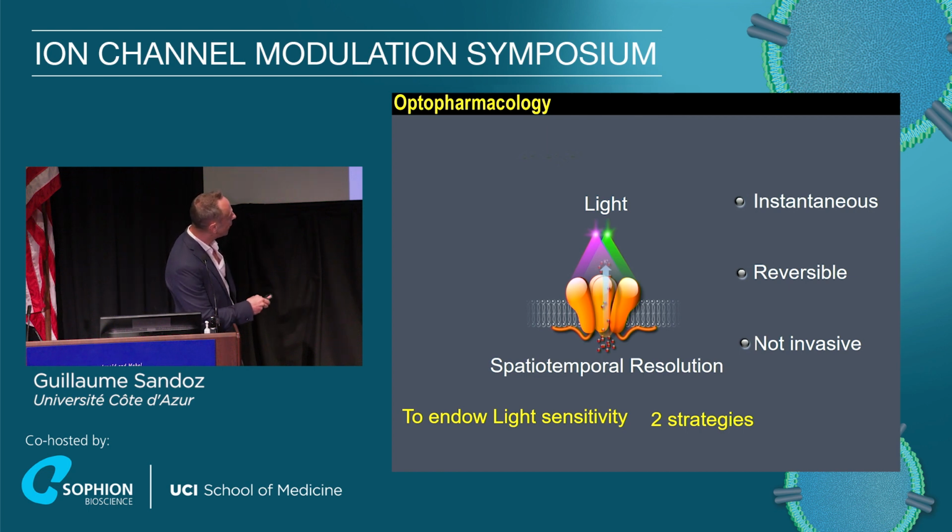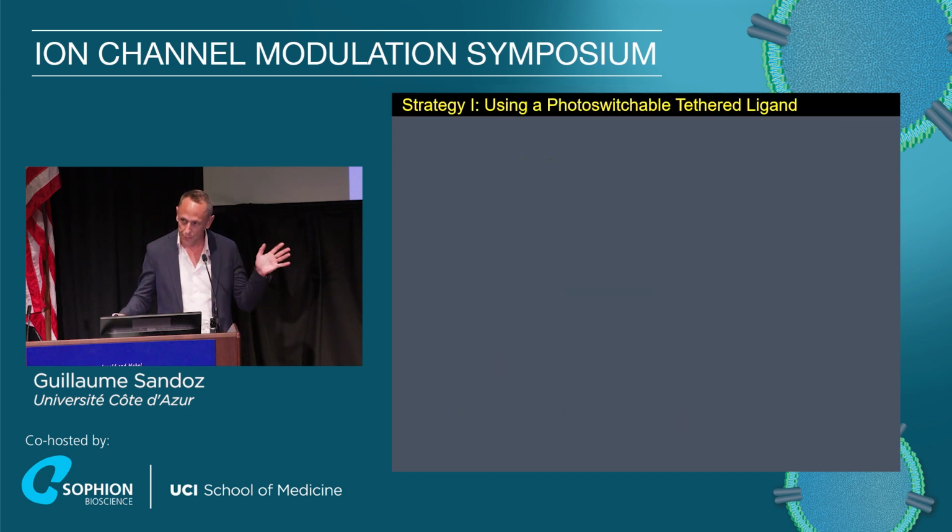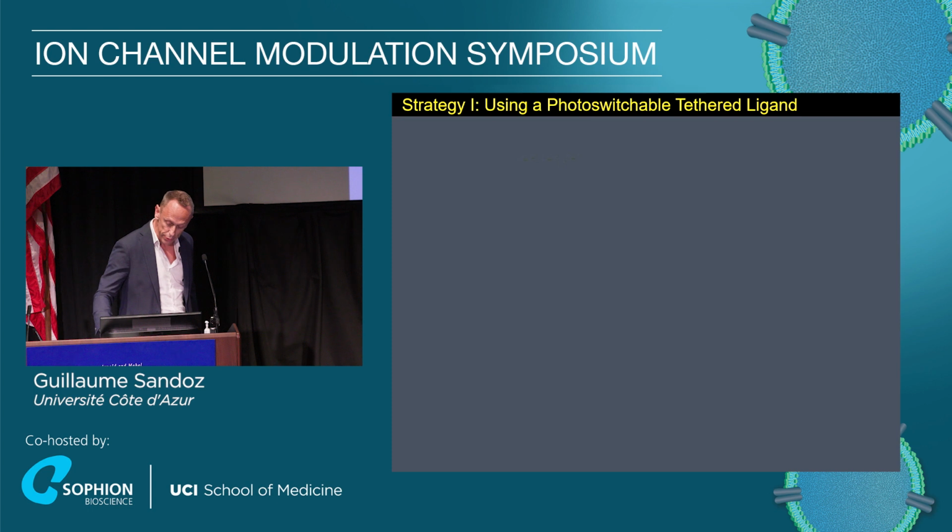And in addition, you have the spatiotemporal resolution given by the beam of light. But first, how to gain light sensitivity on a receptor or channel? You have to use a molecule that will sense the light. The first strategy we will use is a phototethered ligand, which is called MAQ.